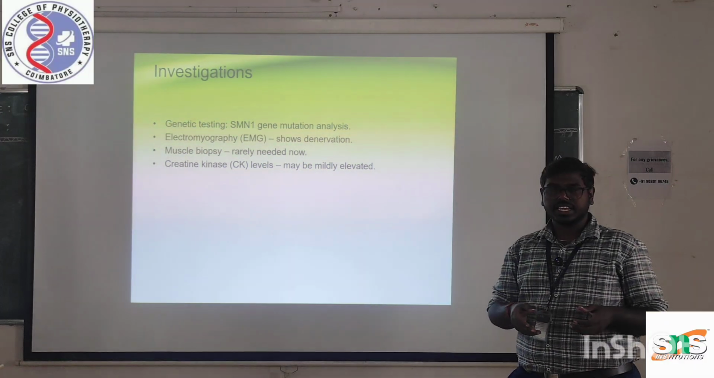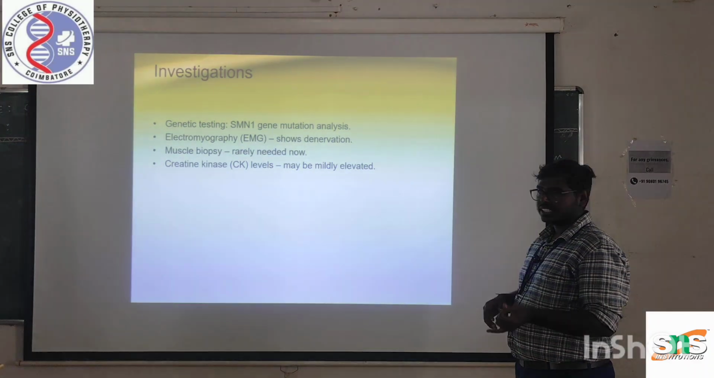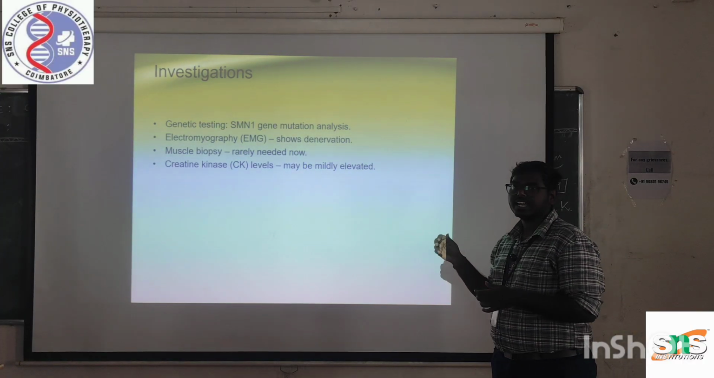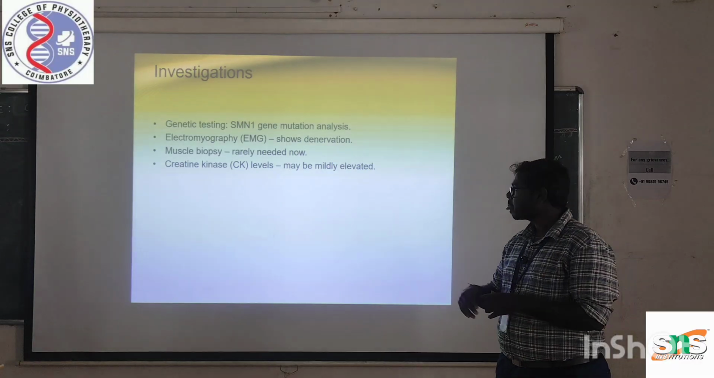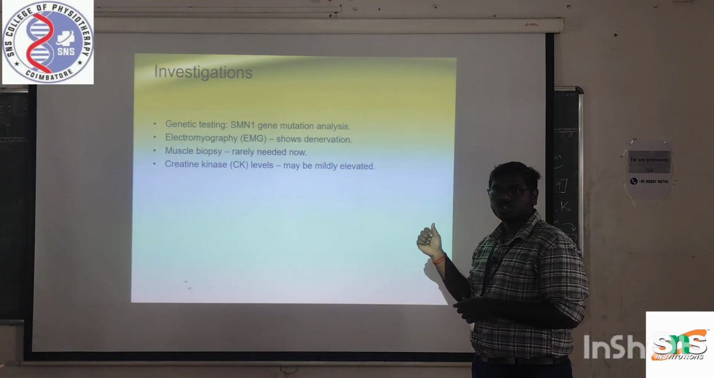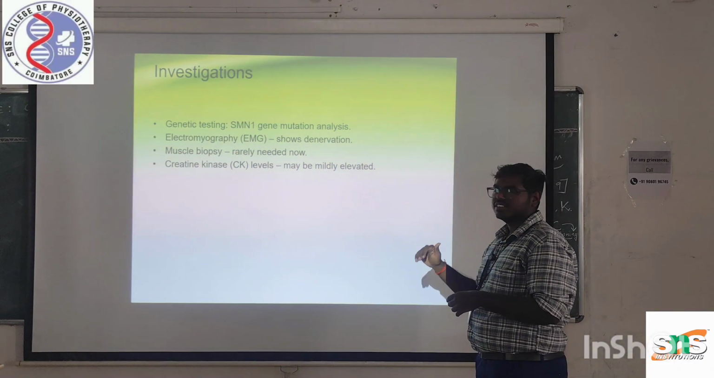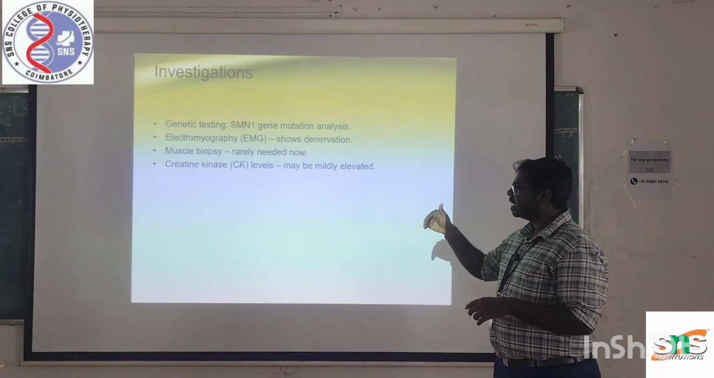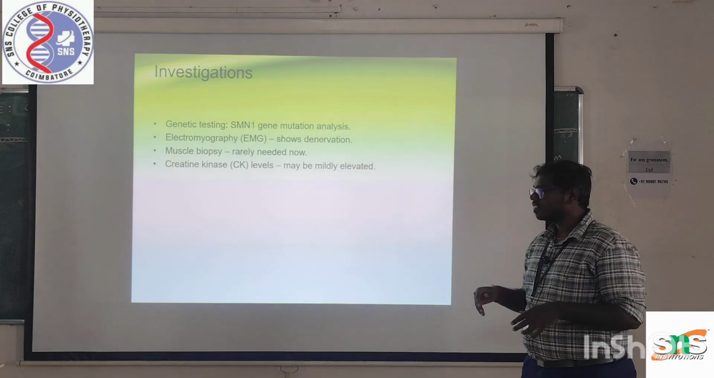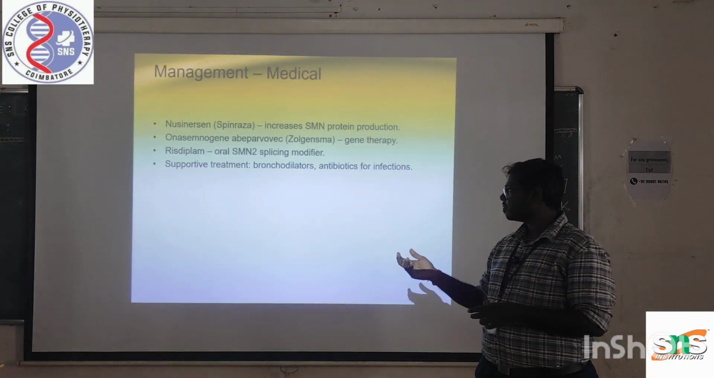What are the different investigative methods used to identify SMA? The first one is genetic testing, in which SMN1 gene mutation analysis can be done. The second investigation is electromyography, which shows denervation of the skeletal muscles. The third one is muscle biopsy, which is rarely needed now. Lastly, creatine kinase, also called CK levels, in the serum shows a mildly elevated state.